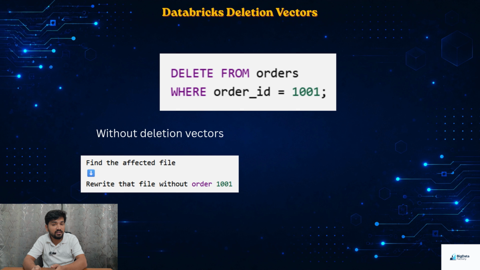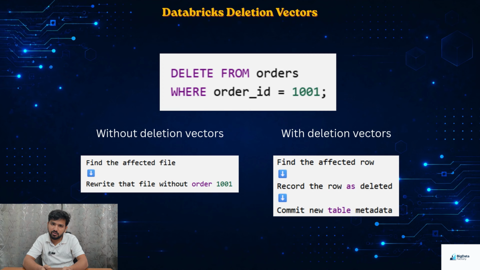Consider this delete statement. Without deletion vectors, it will find the affected file and rewrite that file without order 1001. And with deletion vectors, it will find the affected row, record the row as deleted, and commit new table metadata. The original Parquet file does not need to be rewritten immediately. The table gets a new Delta version, and queries against that new version no longer return the deleted row. That is why point deletes and small selected deletes can become much more efficient. The benefit is larger when the number of changed rows is small relative to the size of the files containing them.